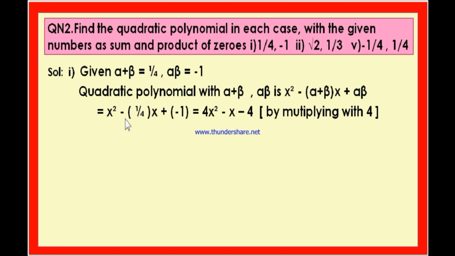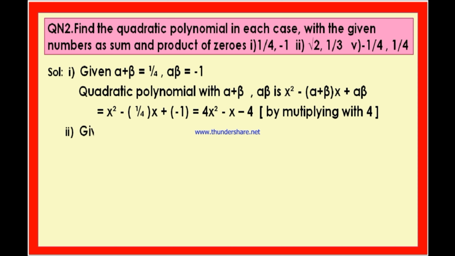In order to remove this denominator, let us multiply the total polynomial with 4. Then 4 into x square is 4x square, minus 4 into 1 by 4. This 4 and 1 by 4 will be cancelled and you will get minus x. Minus 4 into minus 1 is minus 4. How did you get this? By multiplying with 4, so that you will get the polynomial as 4x square minus x minus 4. This is the quadratic polynomial in which the sum of the zeros is 1 by 4 and product of the zeros is minus 1. That is what is asked.